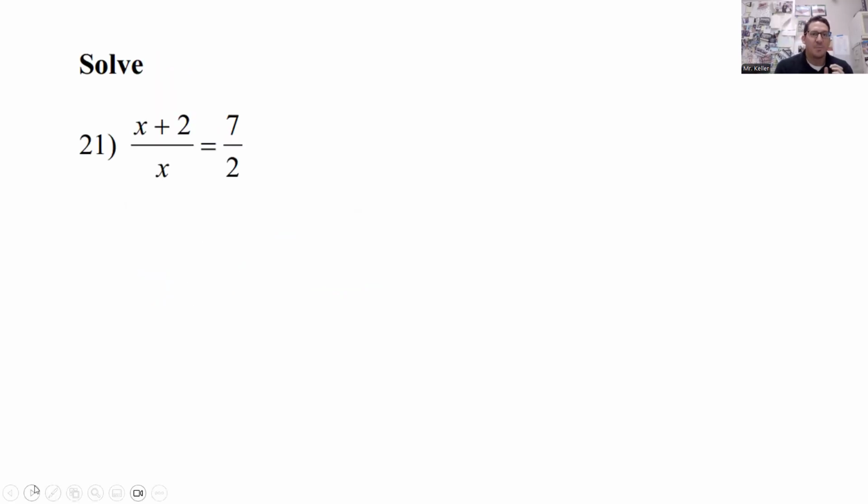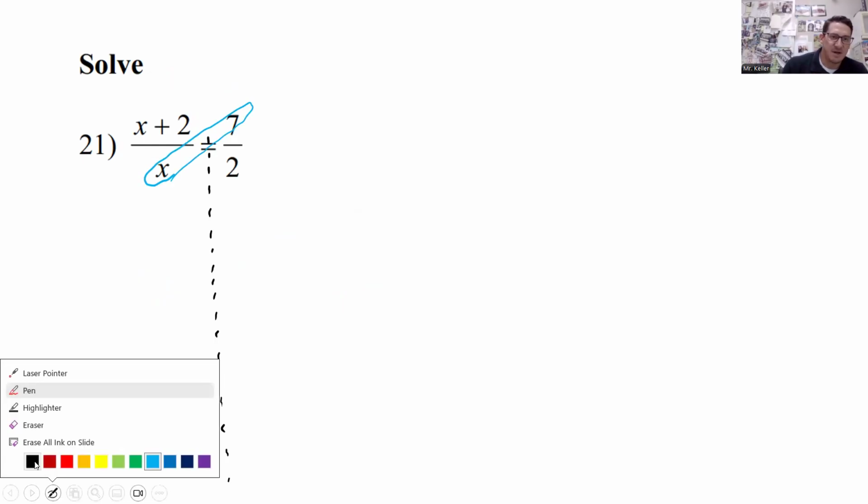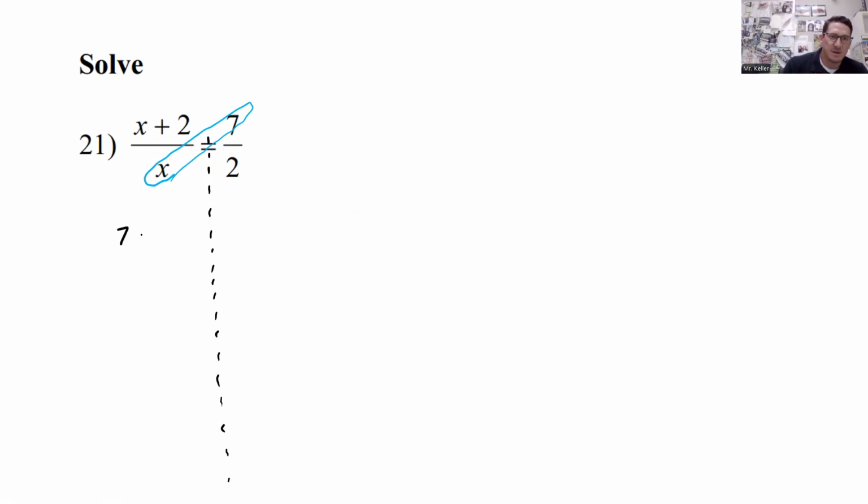Yep. One more problem here that we're going to do. What to do when you've got multiple x's here. All right, so it's going to be the same thing that we just did. I'm going to do the bottom of one times the top of the other. So it's going to be x times 7 or 7 times x. And then over here, same thing. It's going to be top of one times the bottom of the other. And so that's going to be 2 times x plus 2.